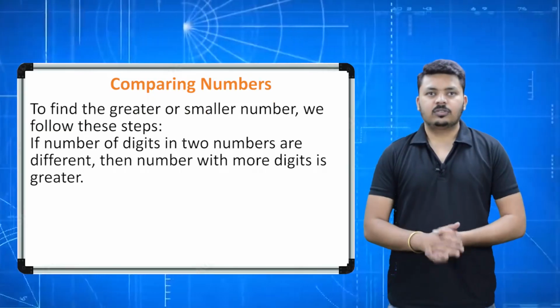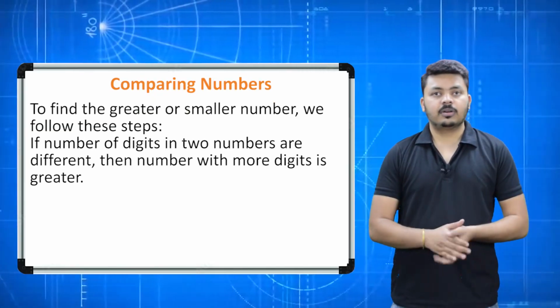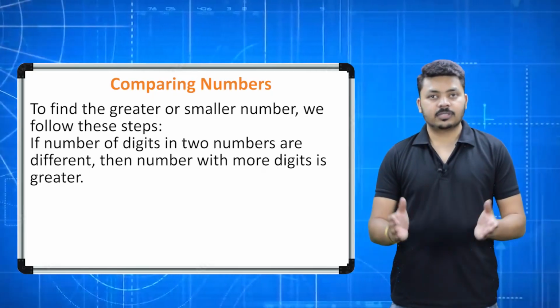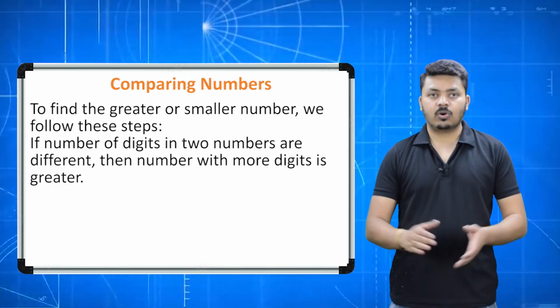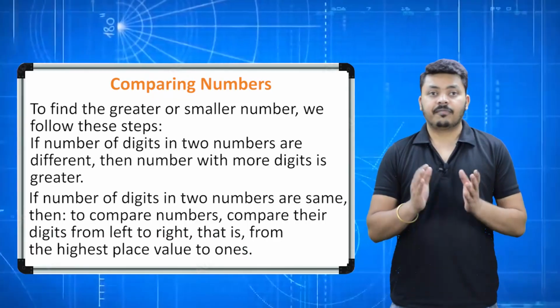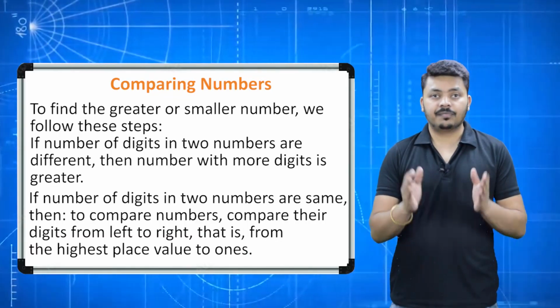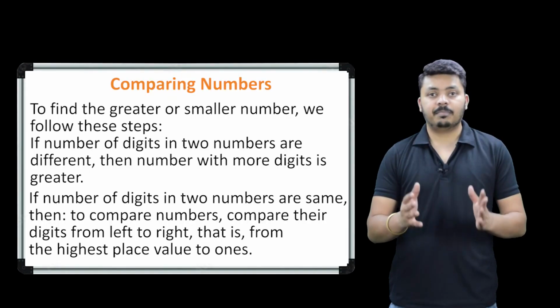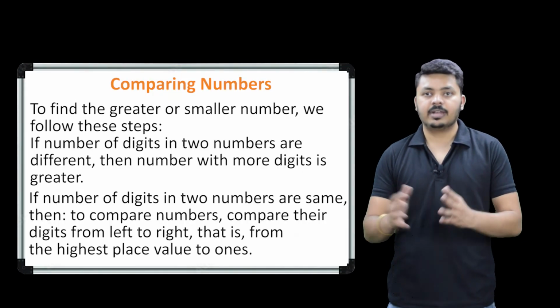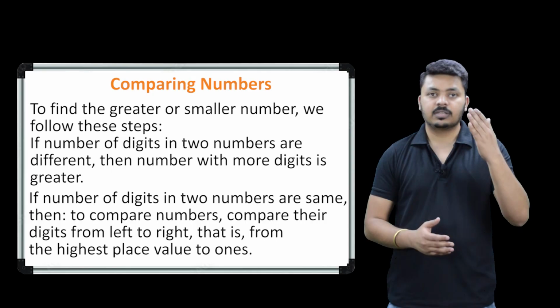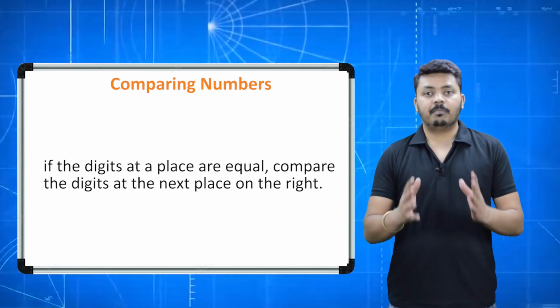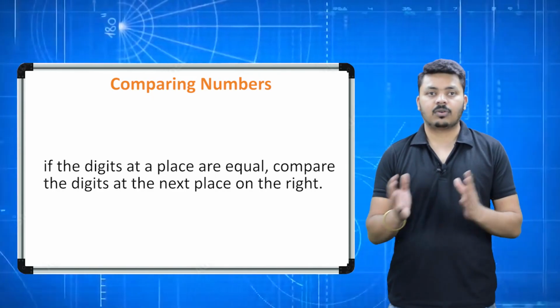Comparing numbers. To find the greater or smaller number, we follow these steps. If number of digits in two numbers are different, then number with more digits is greater. If number of digits in two numbers are same, then to compare numbers, compare their digits from left to right, that is from the highest place value to ones. If the digits at a place are equal, compare the digits at the next place on the right.